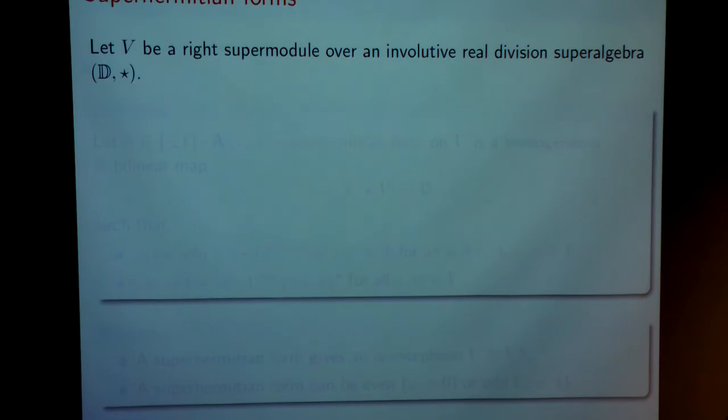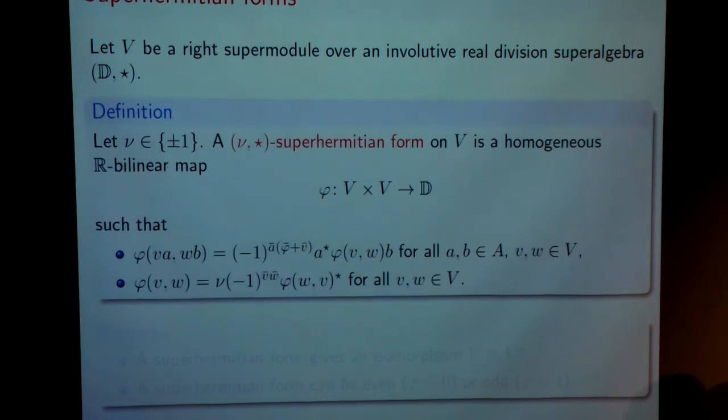Okay, so the other thing we can do when we have one of these anti-involutions is we can talk about super Hermitian forms. And this will be an important ingredient in how our generalization of the unoriented Brauer category acts. So if we take some right supermodule over some involutive real division superalgebra, so we have one of these real division superalgebras together with an anti-involution of it, here's a very general definition of the type of super Hermitian form you can have.